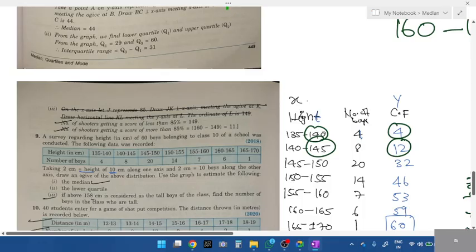Number of shooters getting a score of less than 85 is 149. Number of shooters getting more than 85 is 160 minus 149. These 2 lines are important. Copy these two and check the values what you get, students. They have got 149, I got 150. Check your values.